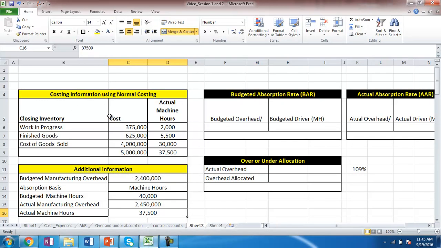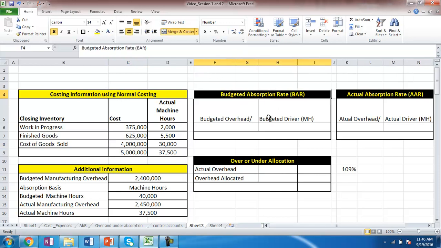Suppose this is the information given by using normal costing. Work in progress cost is 375,000, finished goods cost is 625,000, and the cost of goods sold is 4 million. And the actual machine hours are 2,000, 5,500 and 30,000 respectively. But since it is normal costing, the overheads included in this cost have been determined by using the budgeted absorption rate. So let us find the budgeted absorption rate and the actual absorption rate for this exercise.